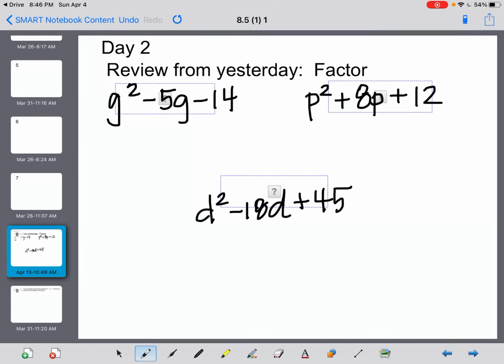Chapter 8, Section 5, Day 2, Part 2. Just a little review from yesterday. You have a couple trinomials that I want you to factor.